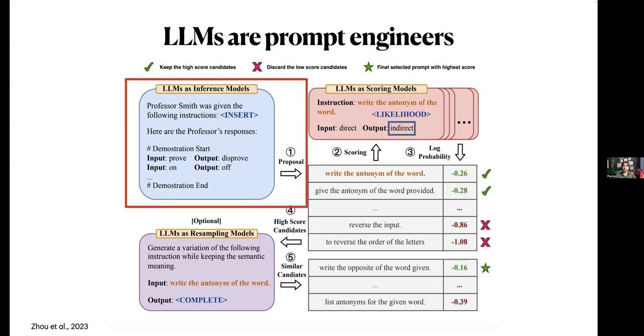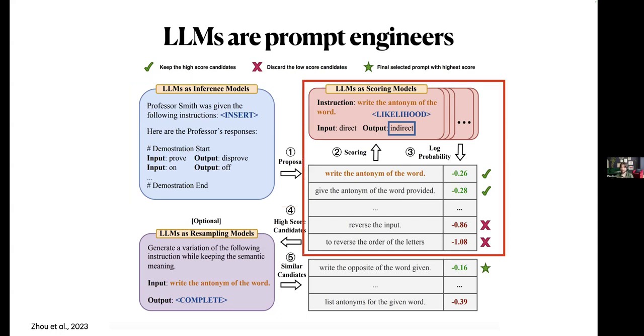The responses are something like, the input was proof and the output was disproof, and then the input was on and the output was off. And now you need to understand, well, what was the underlying task that this person was solving? The first thing is that the language model acts almost as what they call an inference model. A simple way of thinking about it is that it starts to raise hypotheses.